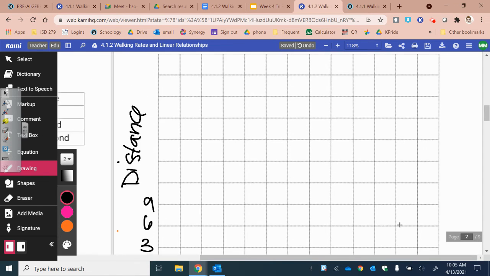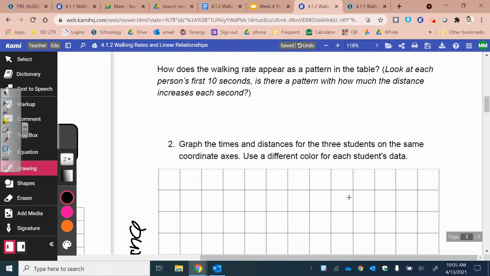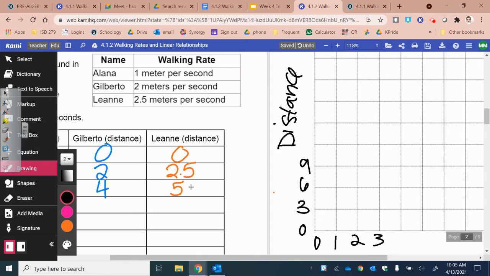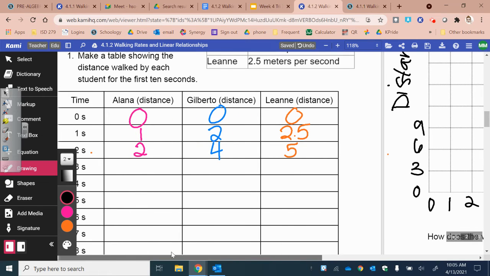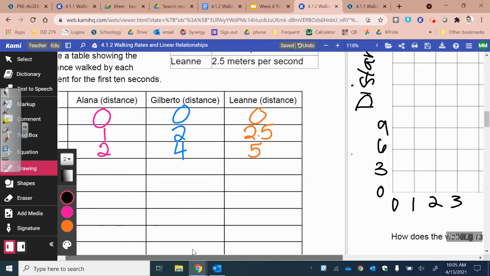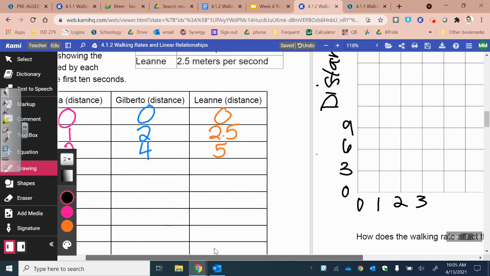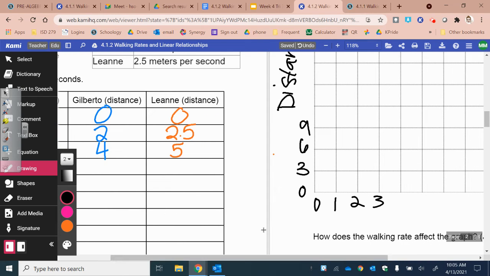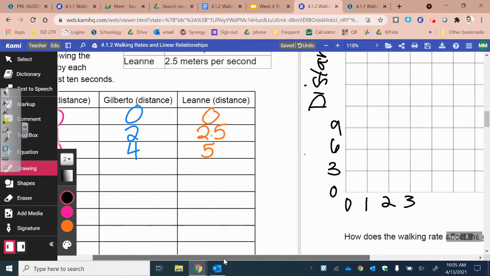And then one thing to note is it's a really good idea to use a different color for each student. So I already started using different colors on my table. I had pink for Alana, blue for Gilberto, and orange for Leanne. You could choose your colors, but make sure that you are using 3 different colors or shapes to plot the points to see your graph.